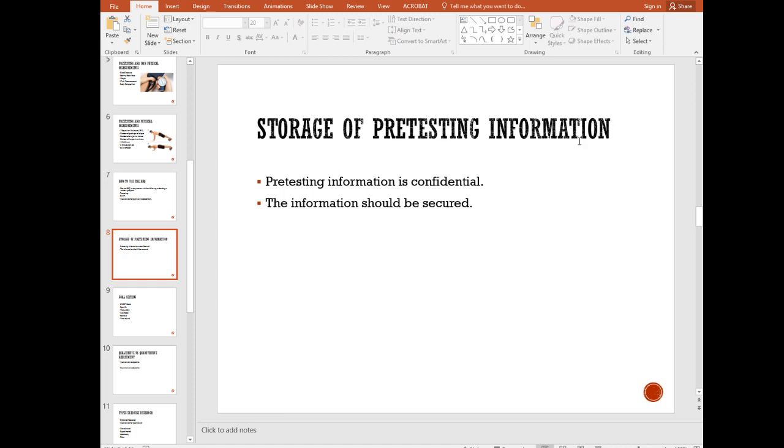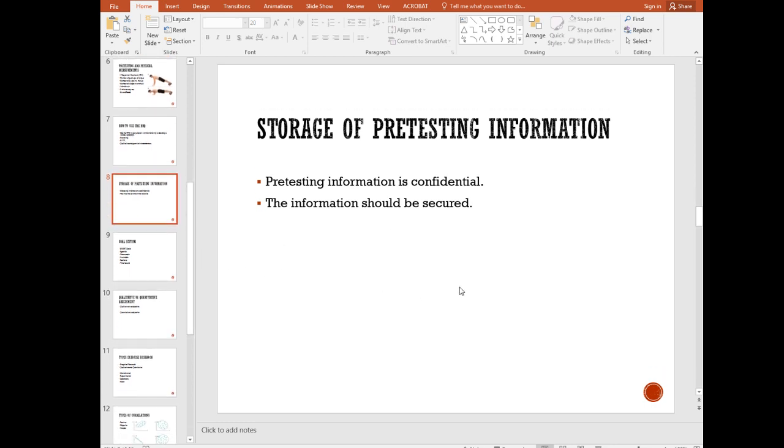So storage of pre-tests, like once you have that information, if you're doing this for a client, you need to make sure it's secure. Don't leave it in a place where other people can get it, and don't have it connected to identifiable information like social security number and name and all that stuff.